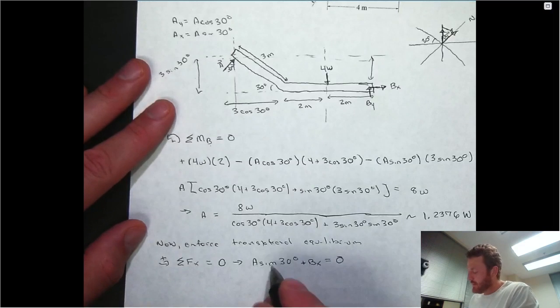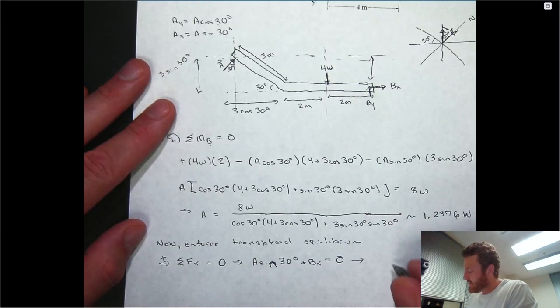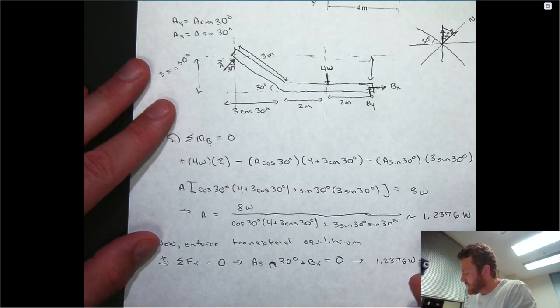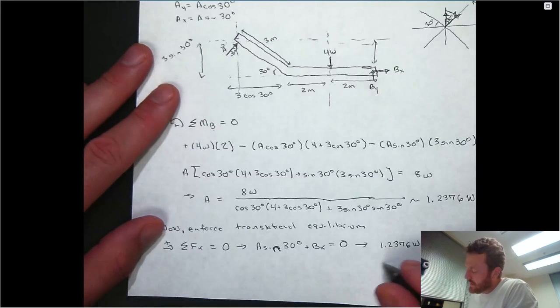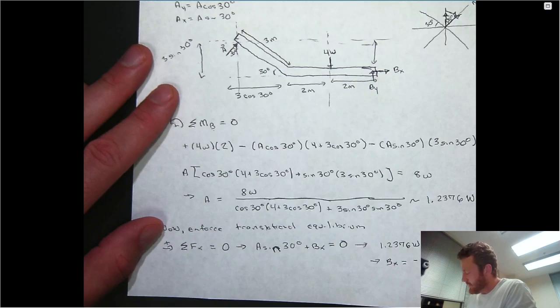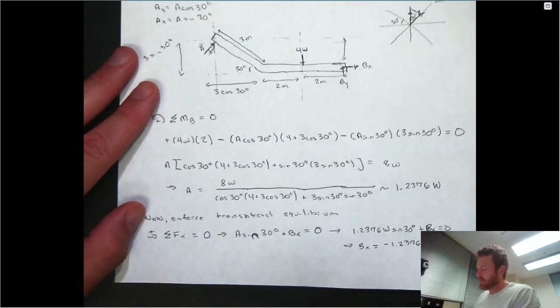But we could rewrite A in terms of W. So this is just going to be 1.2376 W sine 30 plus Bx equals 0, which means that Bx is just basically going to be minus 1.2376 W times sine of 30, right? So that minus is just showing us that the direction we assumed for Bx is wrong.